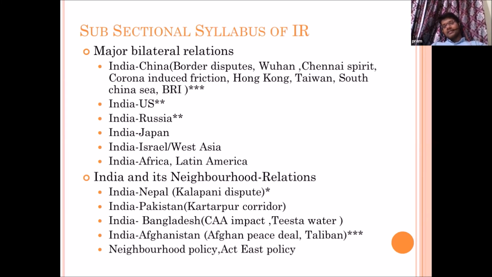And after that, the next important relations are India-US and India-Russia. Why I mentioned India-Russia is because for the last 4 years, we have seen bilateral relations asked by UPSC in all areas apart from Russia. So there is significant scope for asking Russia this year. So this is how we have segregated bilateral relations in the first component.